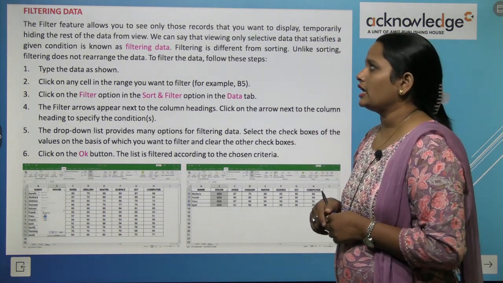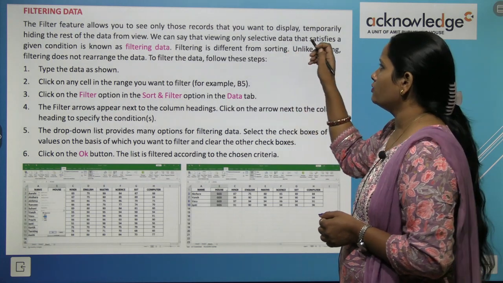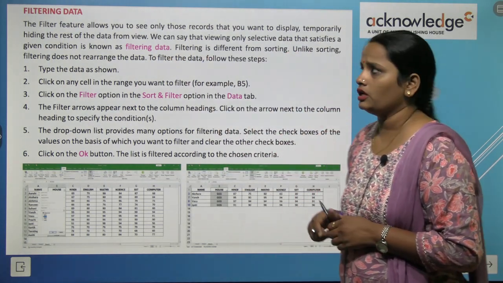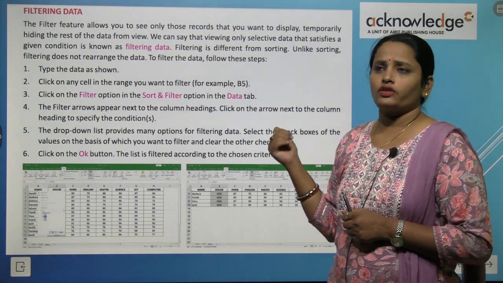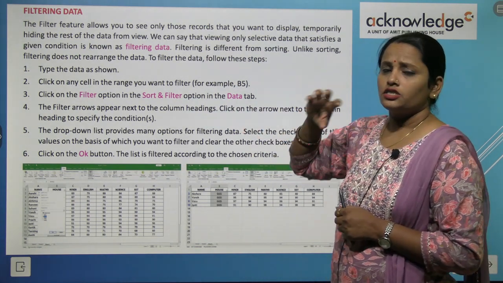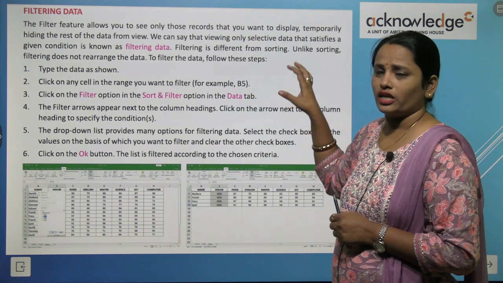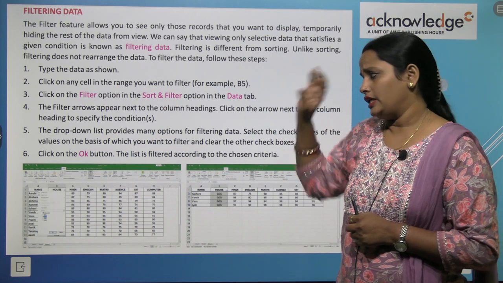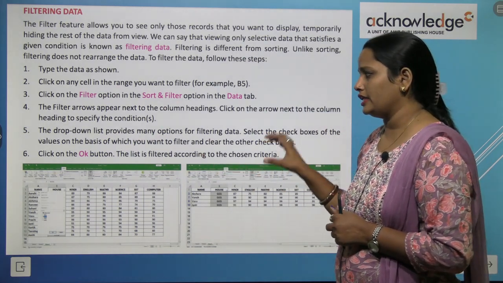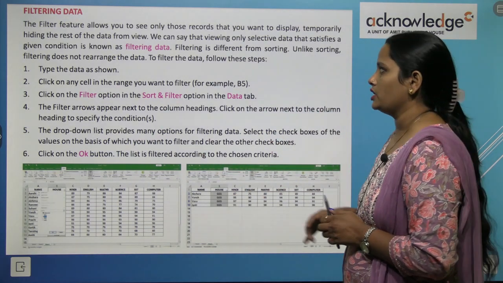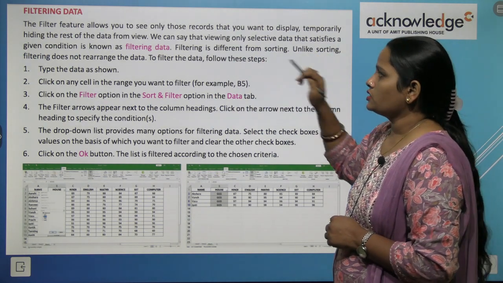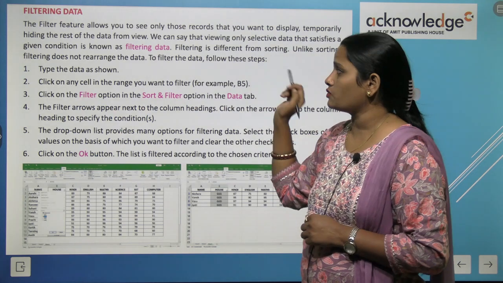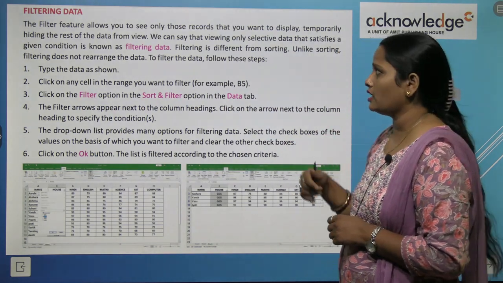The filter feature allows you to see only those records that you want to display, temporarily hiding the rest of the data from the view. So what is the use of this? जो भी data हमें चाहिए सिर्फ उसी डेटा को हमें ये शो करेगा, बाकी डेटा हमें नहीं शो करेगा. स्क्रीन पे वो रहेगा, हमारे टेबल में रहेगा, बट वो डेटा नहीं दिखेगा जो हमें नहीं चाहिए. So this is filtering the data. We can say that viewing only selected data that satisfy a given condition is known as filtering data.